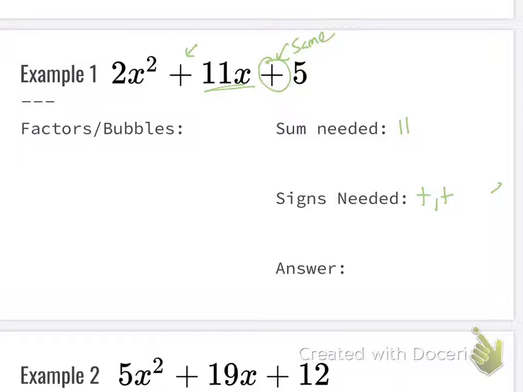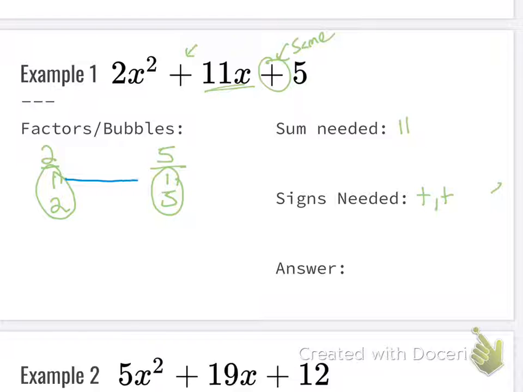Okay, so we're going to see how we can factor 2 and 5. That's our leading coefficient and our constant term. The only way you can factor 2 is 1 and 2. The only way you can factor 5 is 1 and 5. We put these in bubbles. That's why we call it the bubble method. And then here comes how we check it. So we're going to write out how we multiply these down.